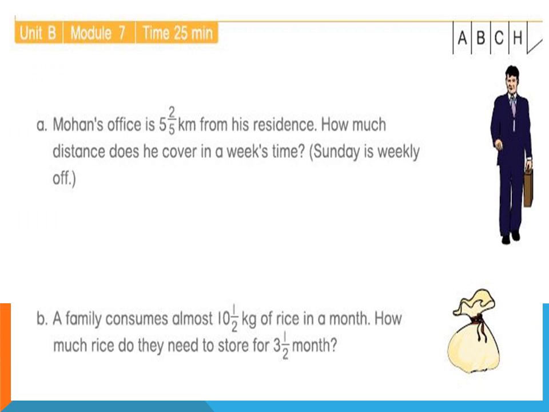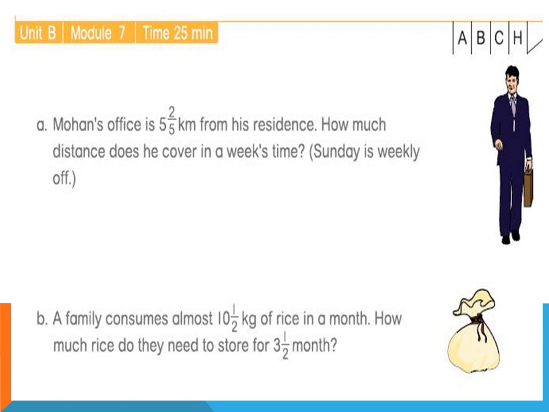In module number 7, there are some word questions. Question number A, Mohan's office is 5 2/5 km from his residence. So the distance from Mohan's office to Mohan's home is 5 2/5 km. How much distance does he cover in a week's time? Also, Sunday is a weekly holiday.